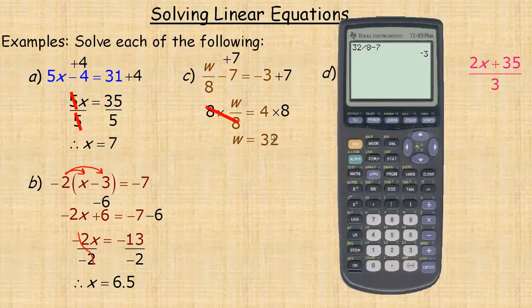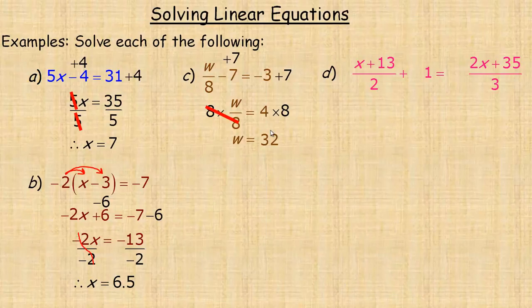And again, if I made a mistake, maybe I made some error and I thought that w was 50. See, if I put 50 in place of w here, 50 divided by 8, and then minus that 7, I do not get the negative 3. I get something else. So that would not be a solution for that one.